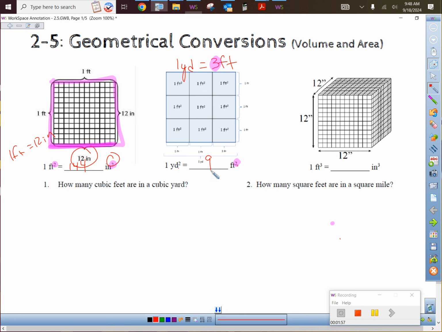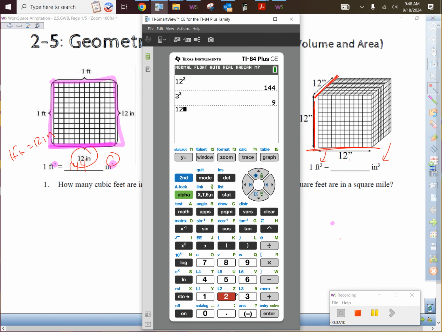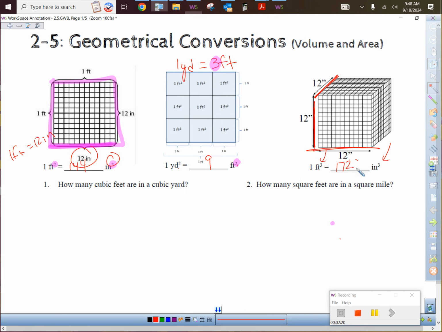And we usually get pretty good at the square feet to square yards and all that, but when we get into cubic, that's really, really hard for people. 1 cubic foot is 12 inches by 12 inches by 12 inches. You need to take 12 and cube it this time. 12 to the third. That means 12 times 12 times 12, which is a big number of 1728, baby.